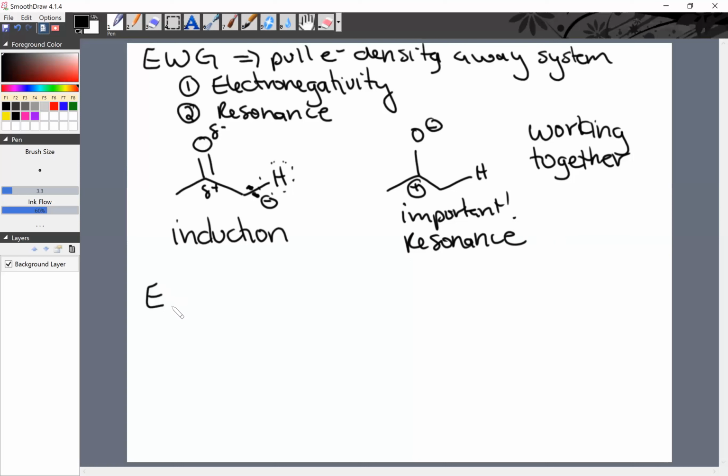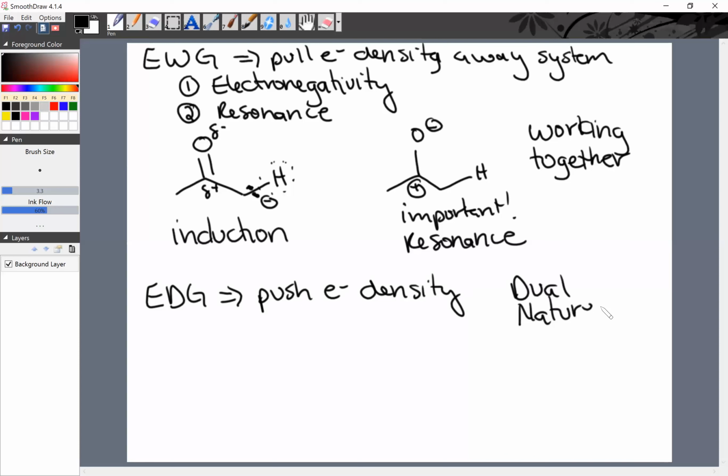But I want to look at the electron donating groups. They push electron density into the system. All right, so here's the funky one. I call it the dual nature. I am electronegative, but I have lone pairs that can be part of resonance. And the best example of this dual nature are the halogens.